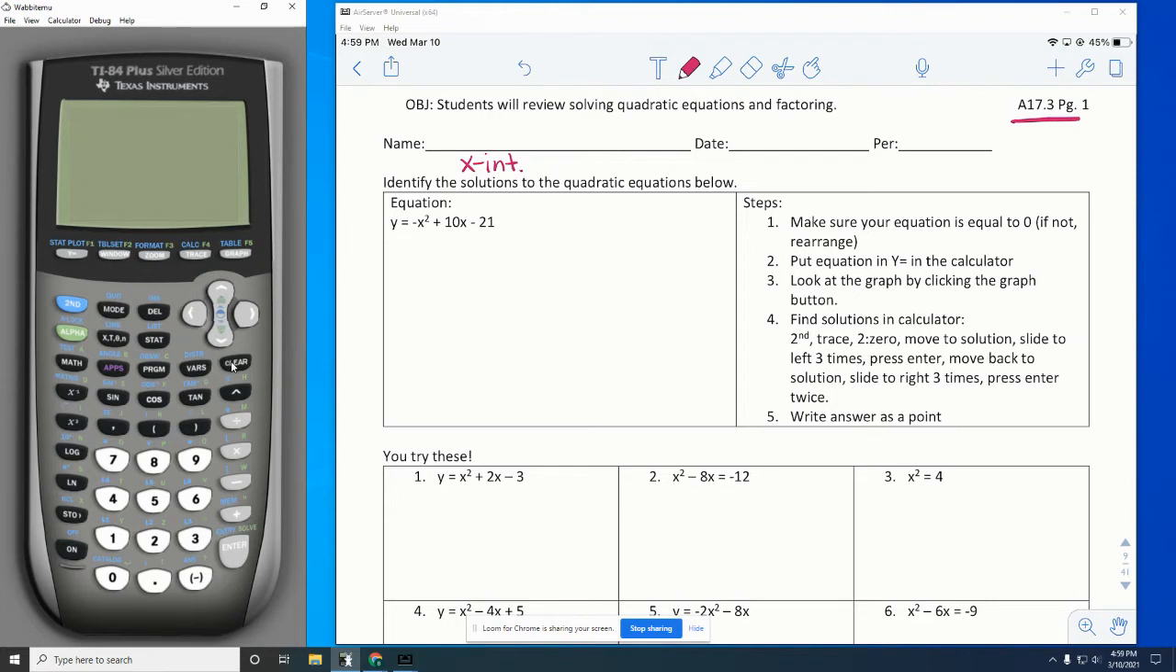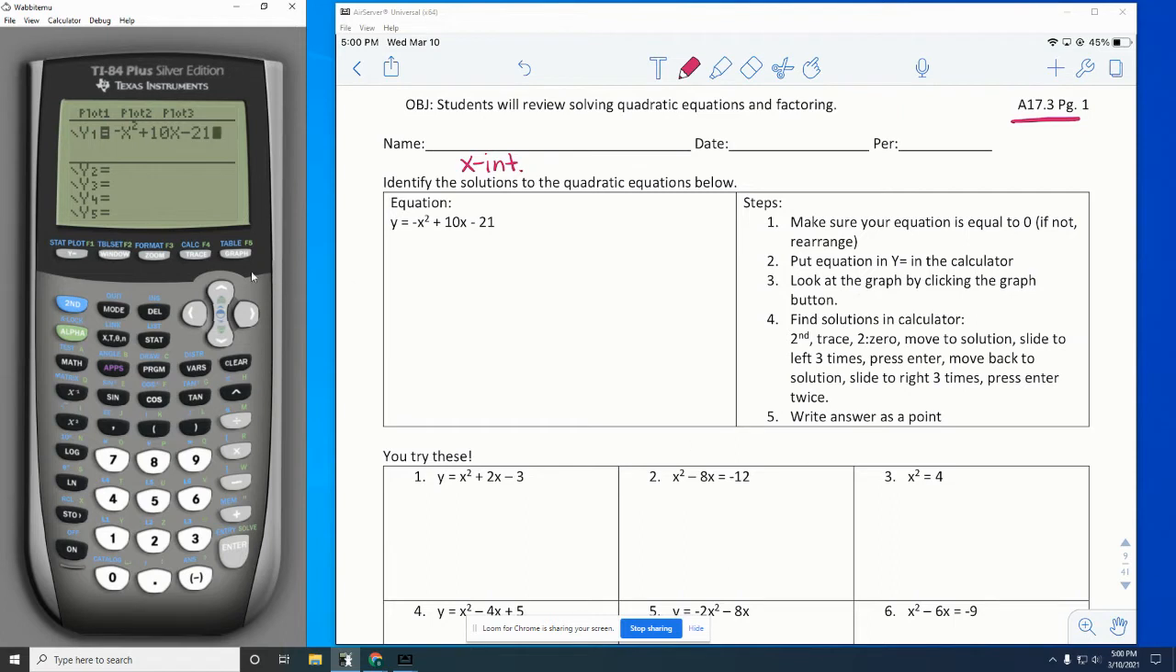So in my equation, y equals negative x squared plus 10x minus 21. My steps are off to the right side. Make sure your equation is equal to 0. Well, y and 0 are basically the same thing. Put the equation into y equals in your calculator. So that's what we're going to do. Negative x squared plus 10x minus 21.